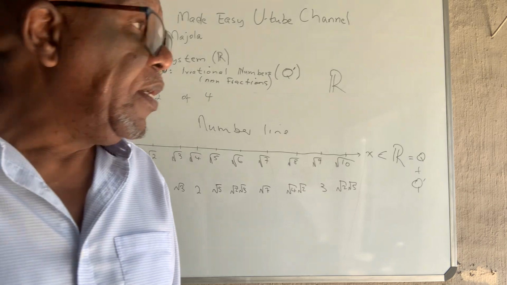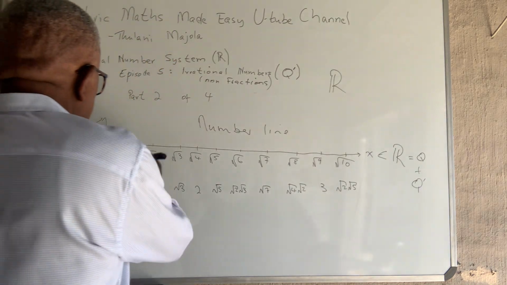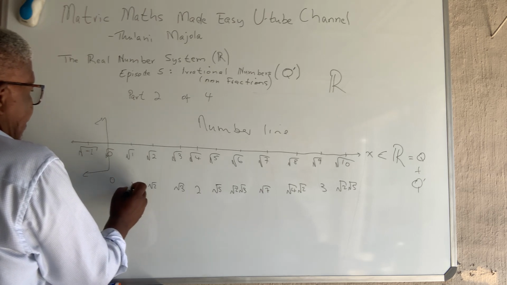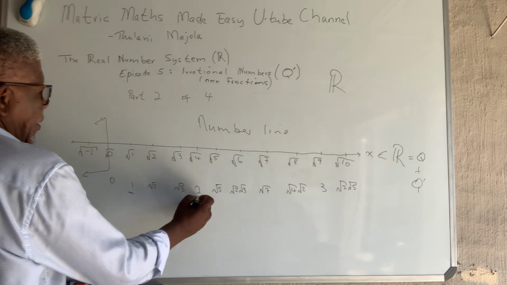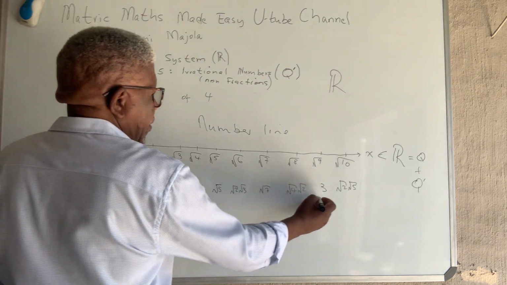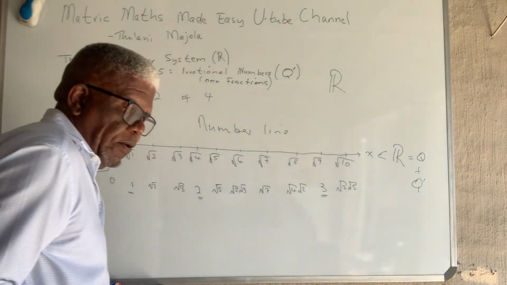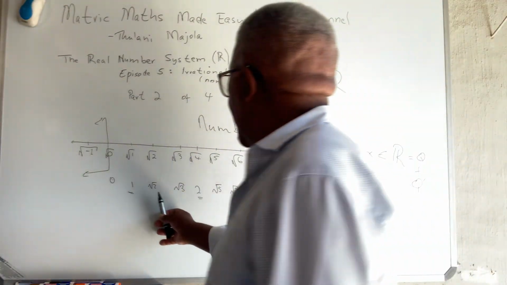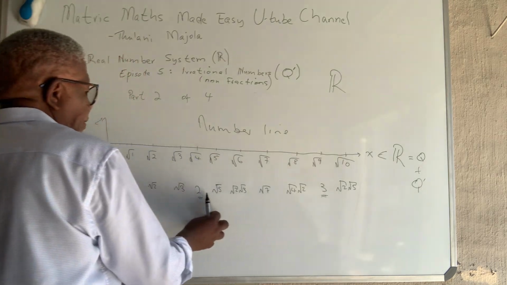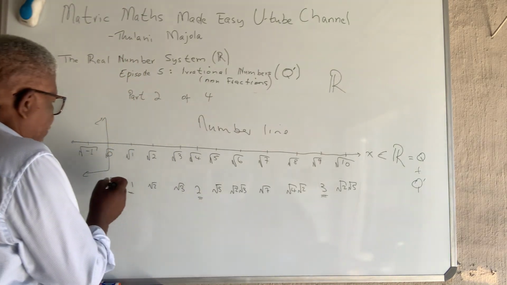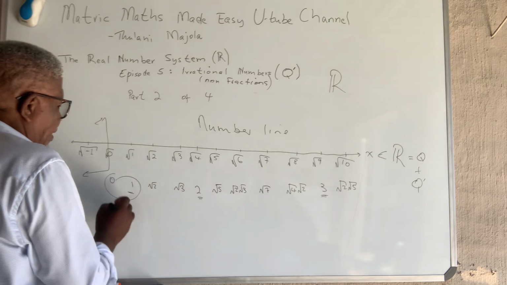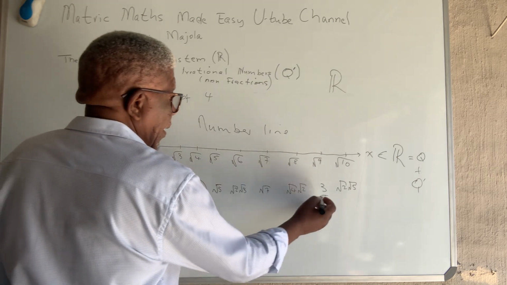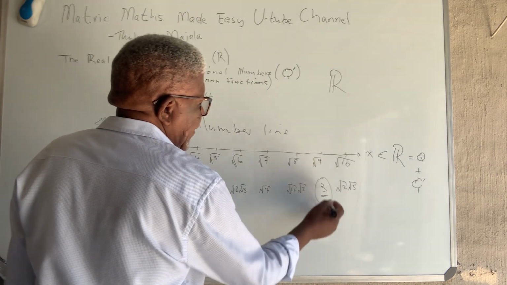Now, if you go down, we have now the 1, the 2, the 3, which we call rational numbers. Any number which doesn't have a square root is an irrational number. So 0 is a rational number, 2 is a rational number, 3 is a rational number. We know that because you can present these as a fraction.